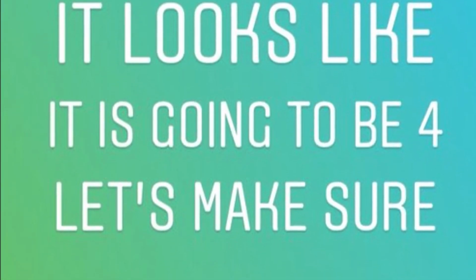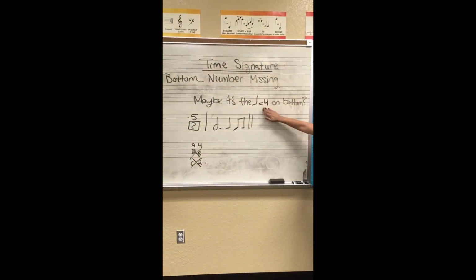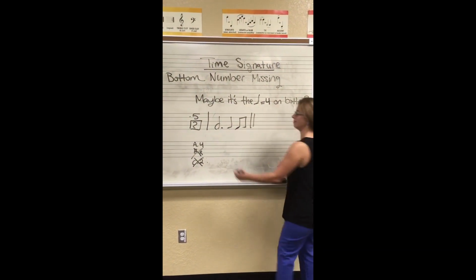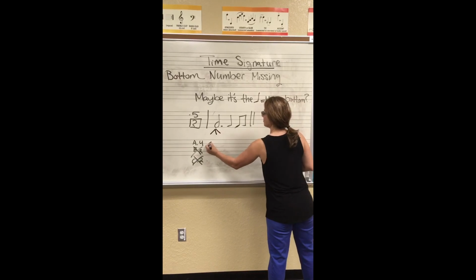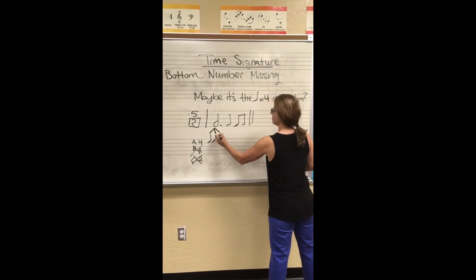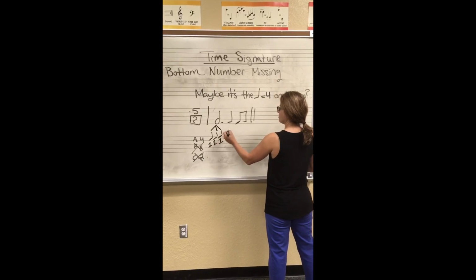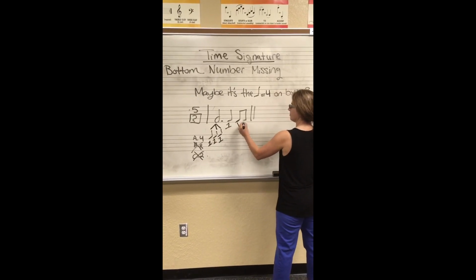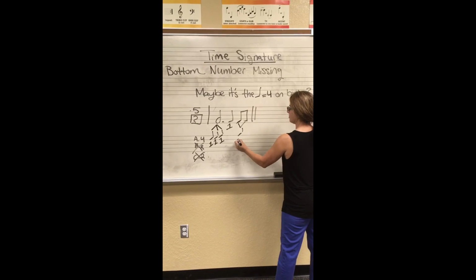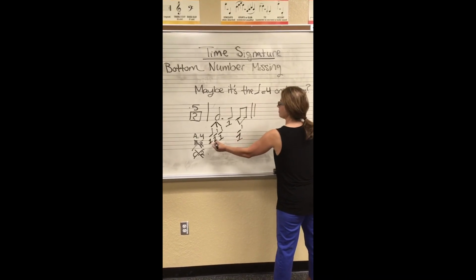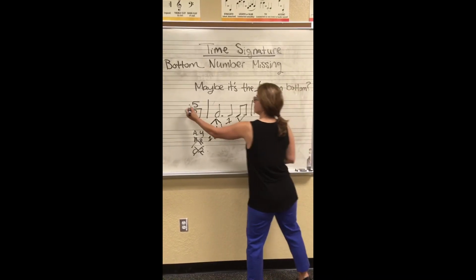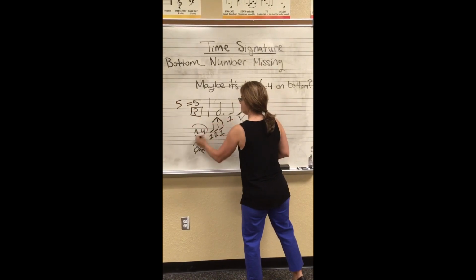It must be 4, but we should make sure. Now we're counting the quarter notes. A dotted half note is worth 3 beats. 1 quarter note is worth 1 beat. A dotted half note to a quarter note is 4 beats, and 2 eighth notes equal 1 beat. So, that measure equals 5 quarter notes.